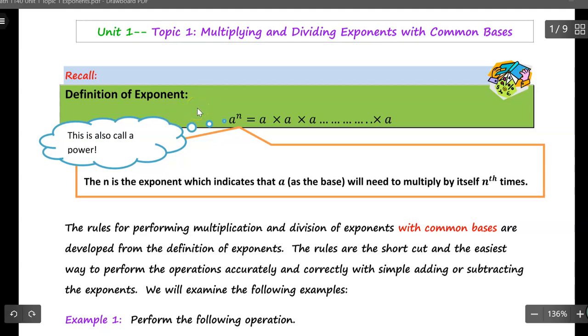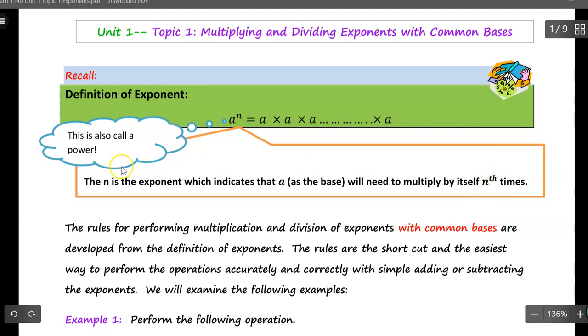But the correct term for that would be a power, and it consists of a base and the exponent. The exponent tells me how many times I multiply the base by itself. In this case, it's n times, so I have to multiply the base n times. This is the definition of the exponent: n is the exponent, which indicates that a, the base, is multiplied by itself n times.